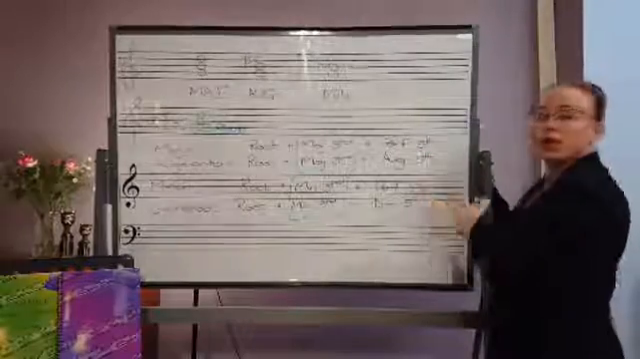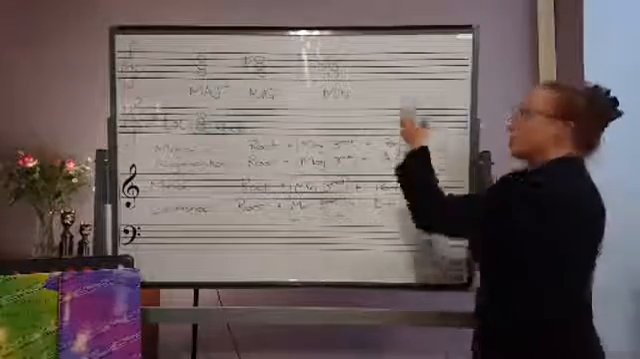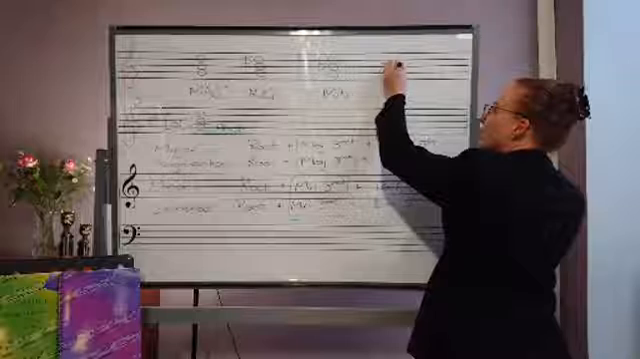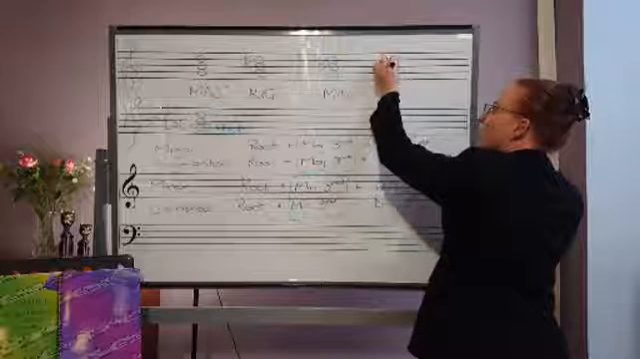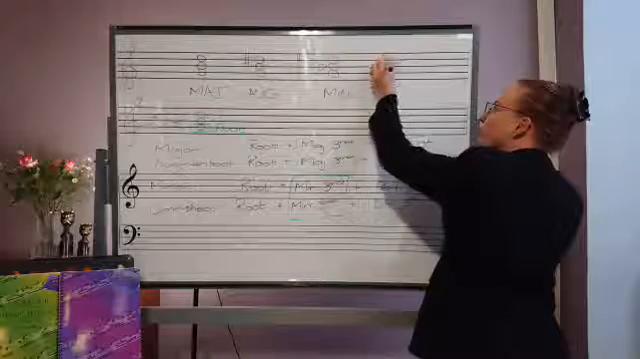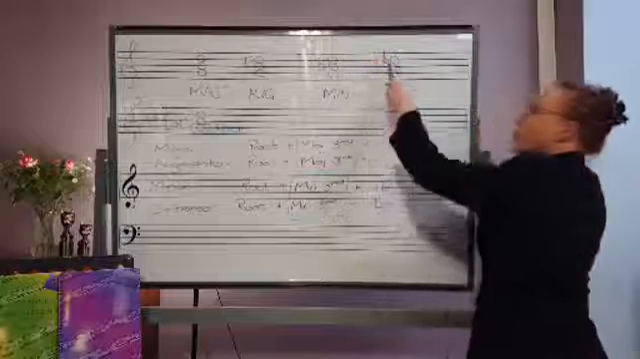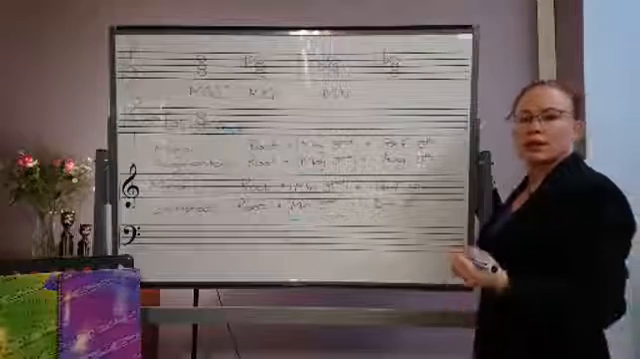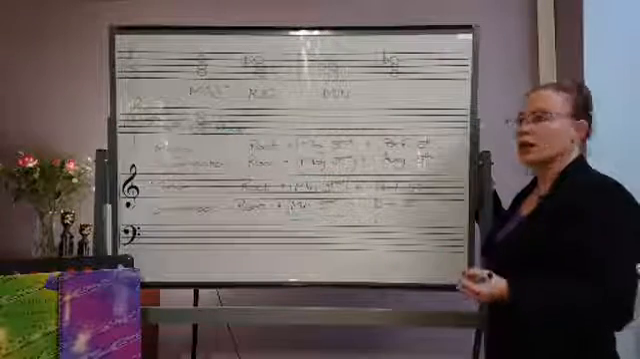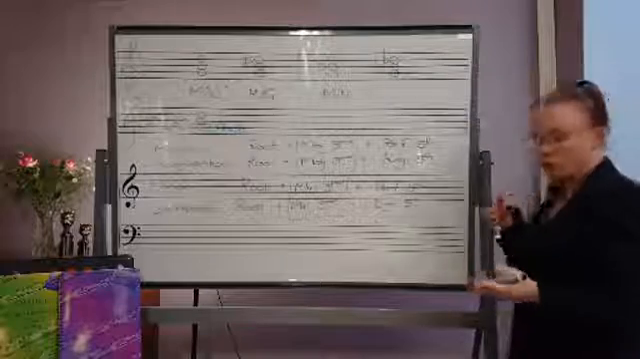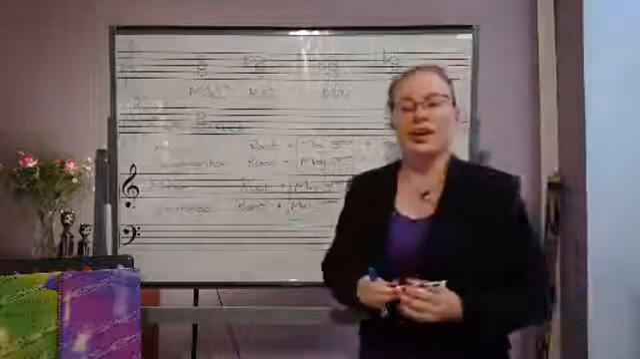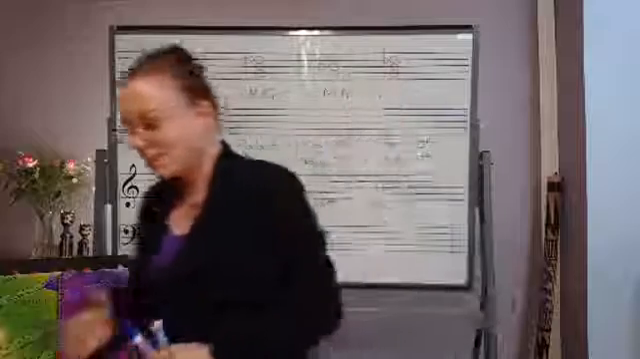Then if I want to change it into a diminished triad, all I need to do, so I still have my flat here, the B flat, and I basically just add the D flat to make it diminished. Okay, so those are your 4 basic triads that you have.